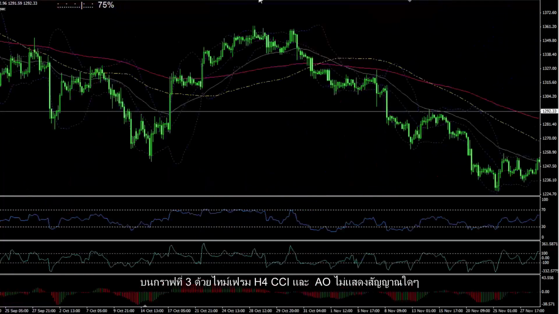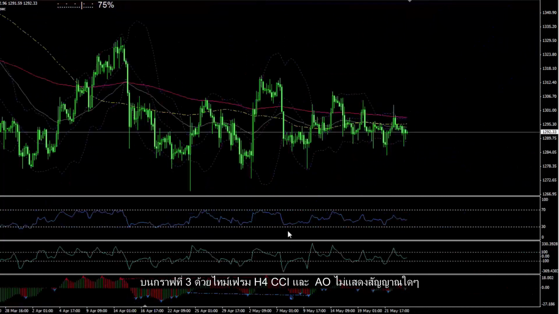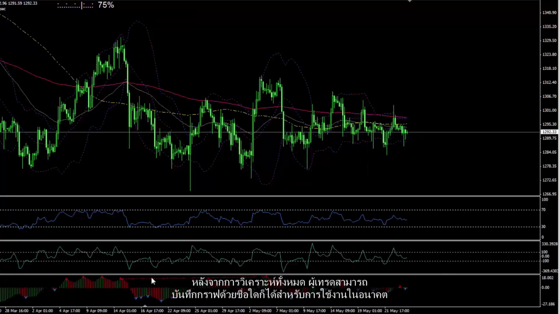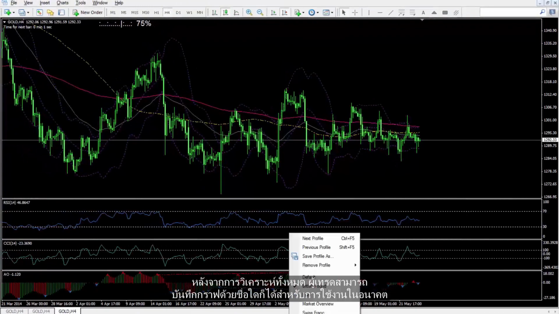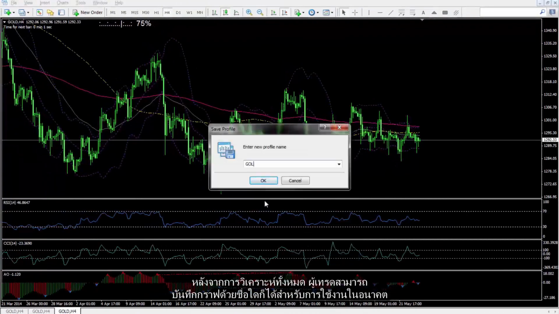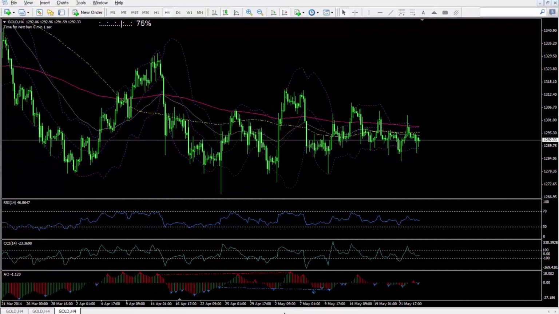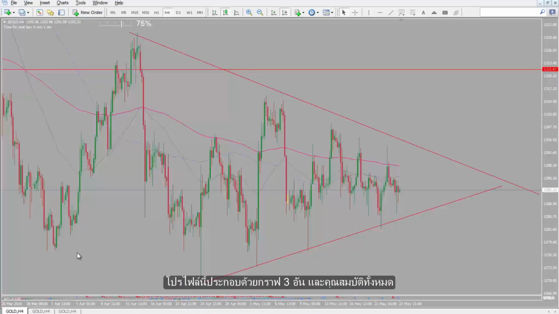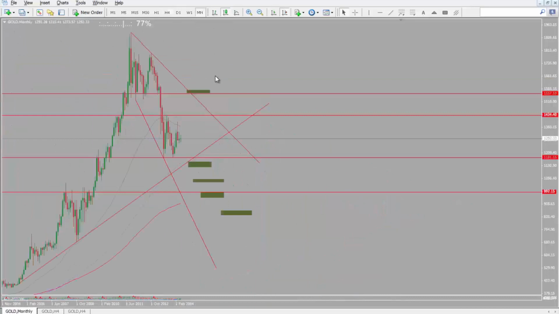On the third chart, with H4 time frame, CCI and AO do not display any signal. After all the analysis, a trader can save the charts with a certain name for future retrieval. This profile includes 3 charts and all their properties.